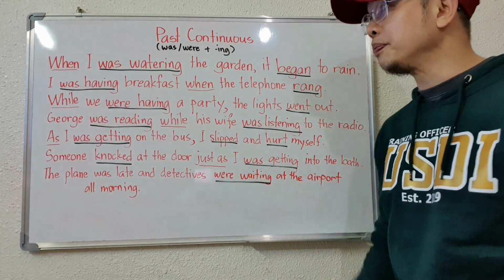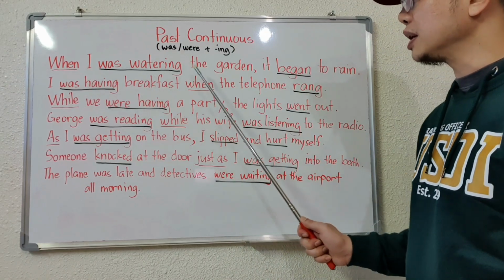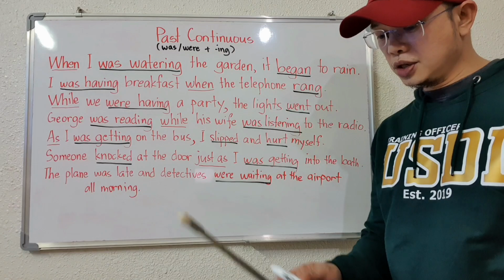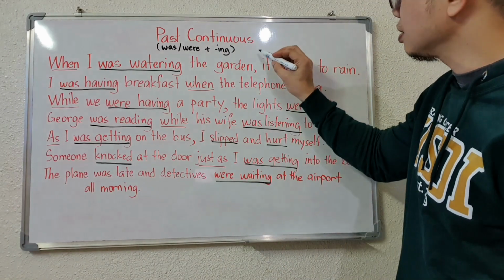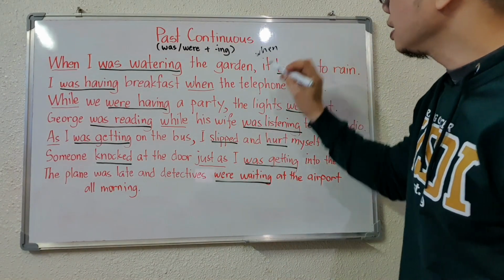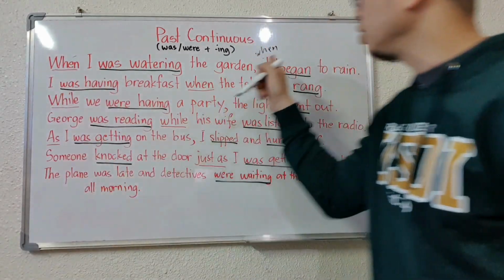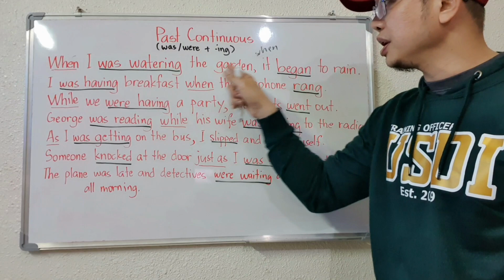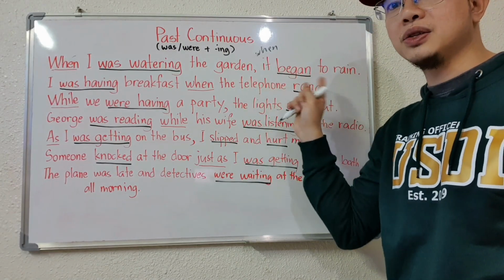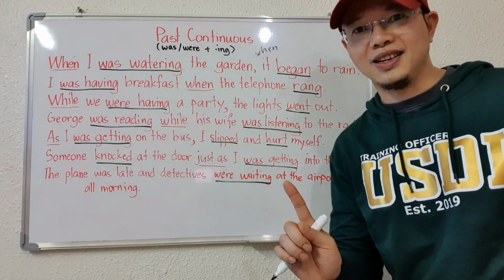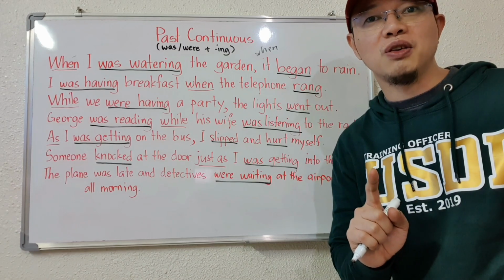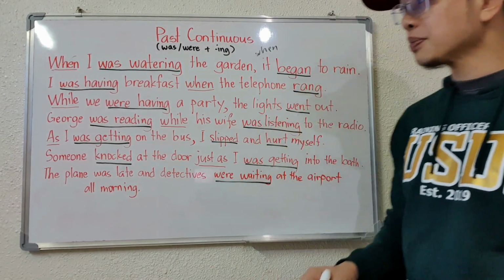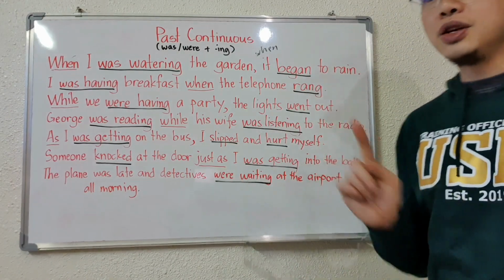So for example, when I was watering the garden, it began to rain. You can actually also put when in this clause. Now you remove when here and then you put when here. It doesn't change the meaning. So I was watering the garden when it began to rain is also okay. It doesn't change the meaning at all, and both are grammatical. Now that's the use of when.